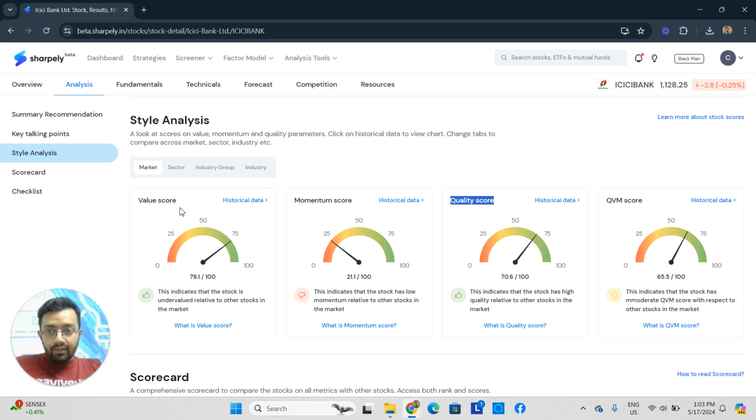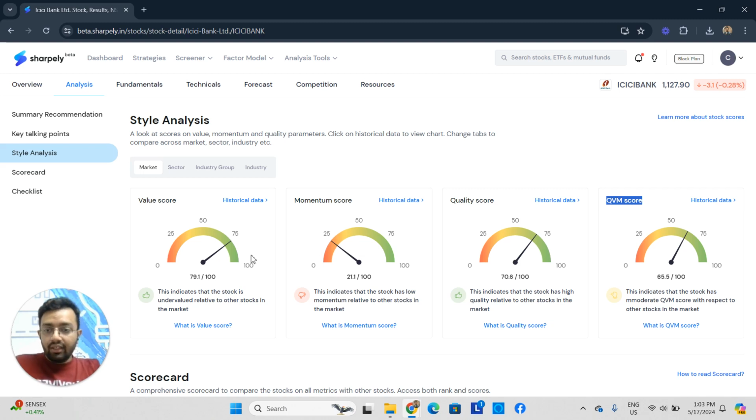So we combine both momentum and value, and then it is the MV or VM score, then the MQ score. And here, combining all three factors, we provide this multi-factor QVM score. Now, the scores are designed in such a way that the higher the score, the better the factor for that stock. So a higher value score, as highlighted here, indicates that the stock is available at a comfortable valuation. A lower momentum score indicates that the stock is showing low momentum as of now. And a higher quality score shows that this company is of high quality.